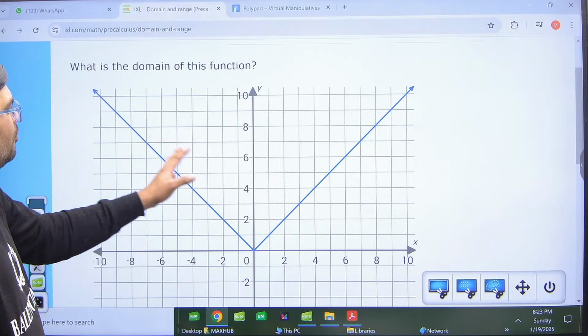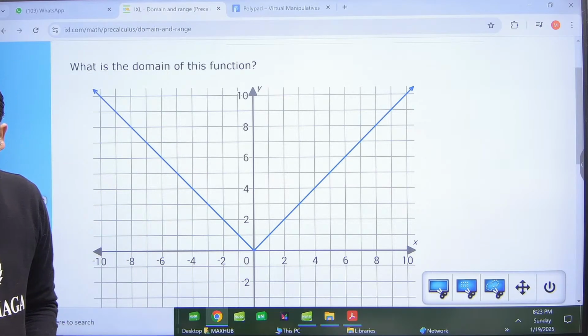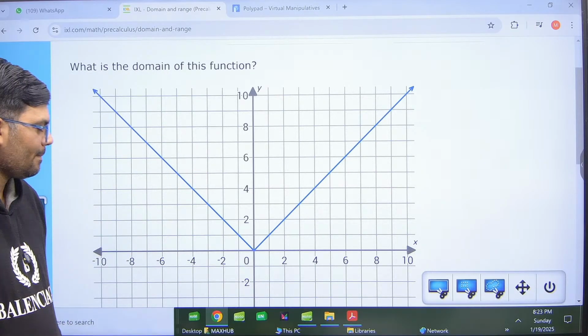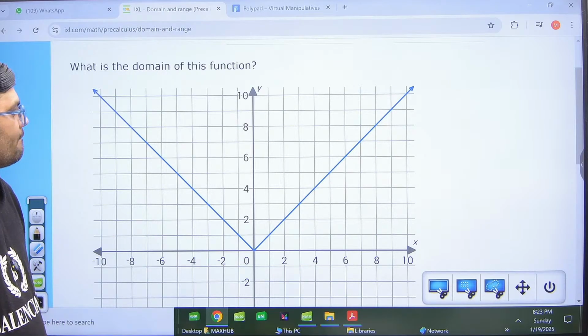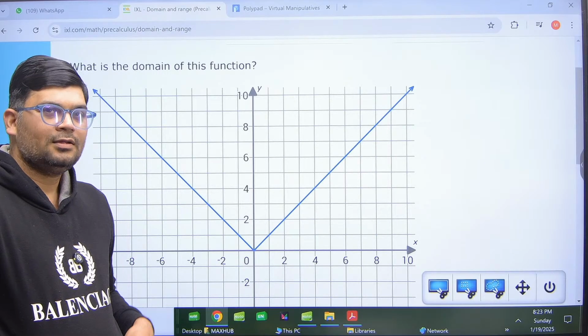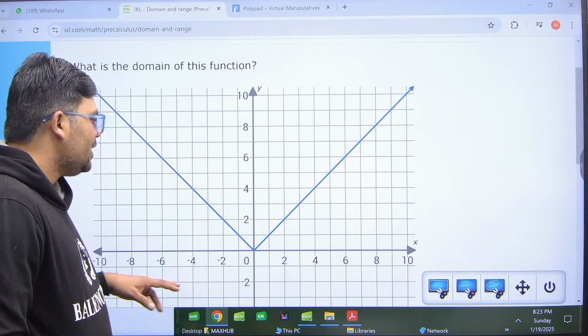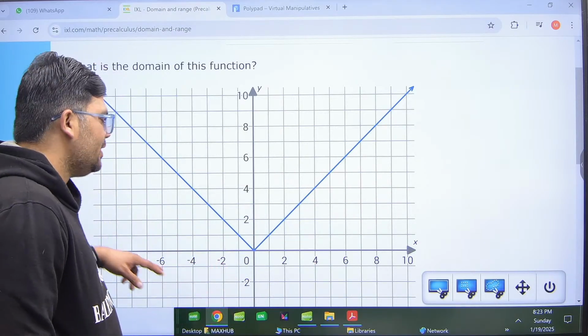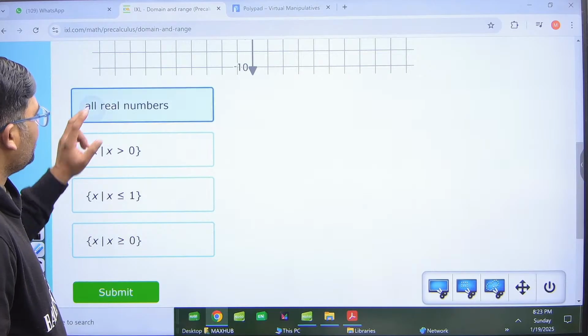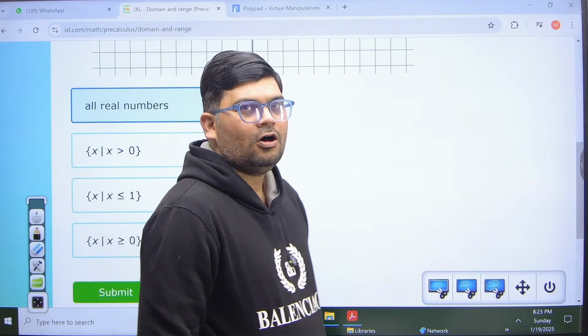Okay, tell me what is the domain of this function? This is very easy. Domain is from negative infinity to positive infinity. So that means set of all real numbers. You can say x is the set of all real numbers. You will write all real numbers. Okay.